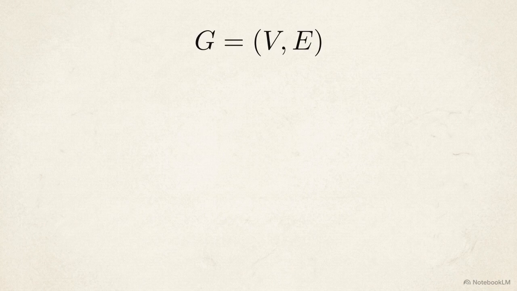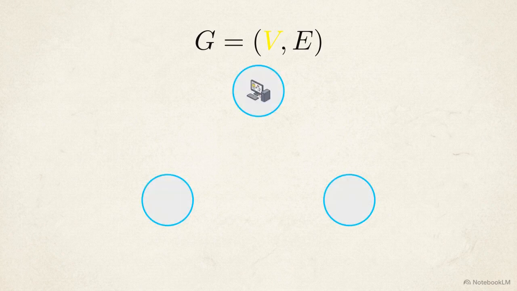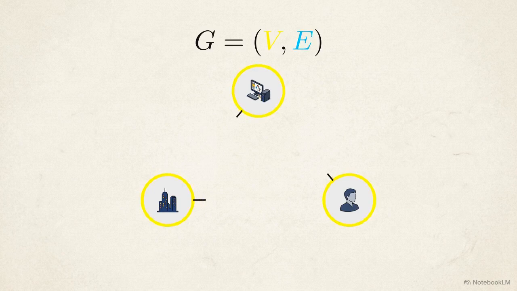Mathematically, a graph is defined by the formula G equals (V, E). The V stands for a set of vertices, or nodes, which represent individual objects, like a computer, a city, or a user. The E represents the edges, which are the lines forming the relationships or connections between those objects.